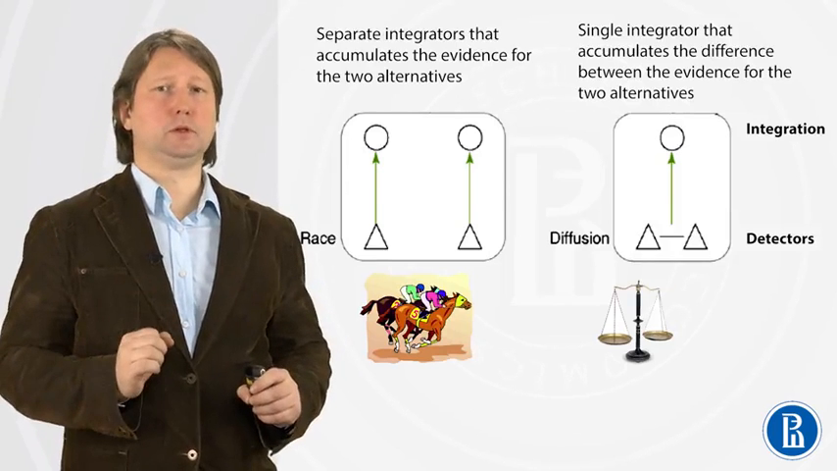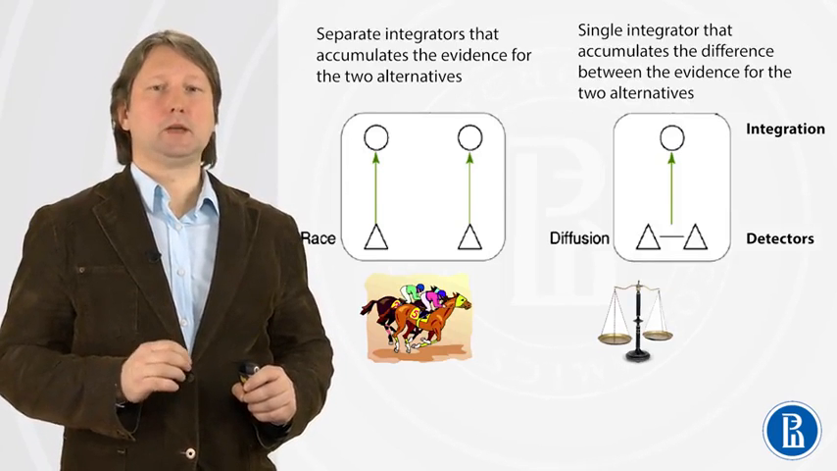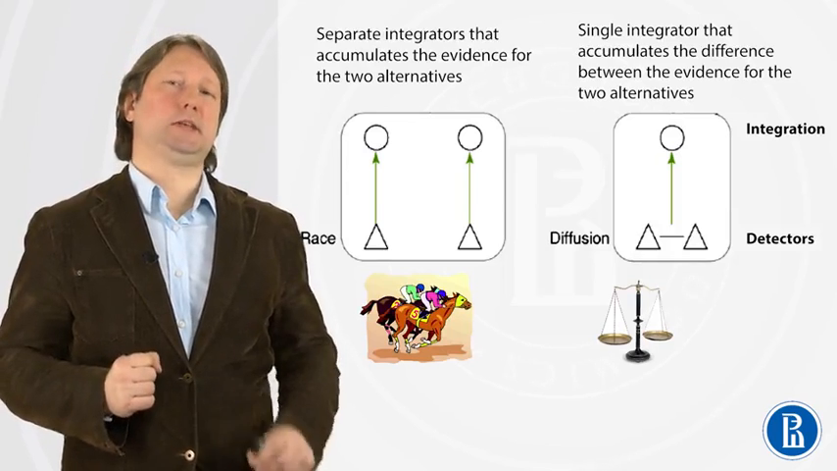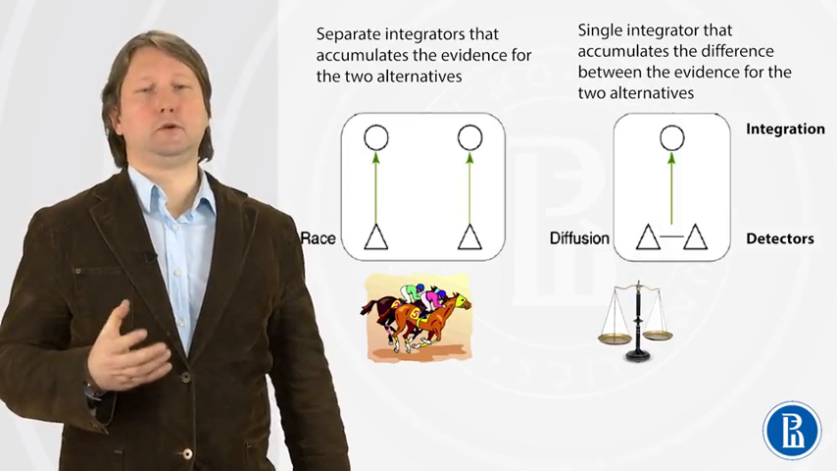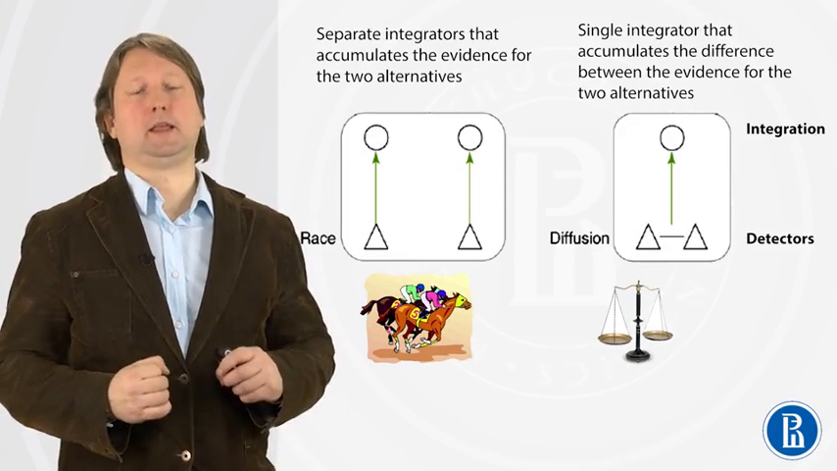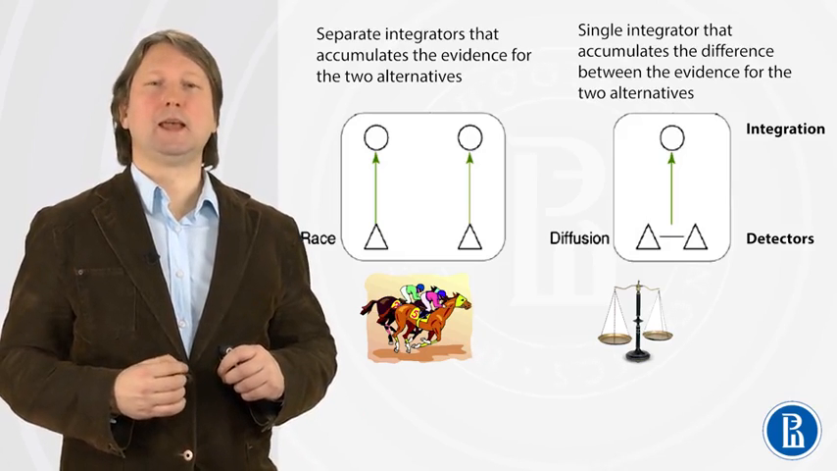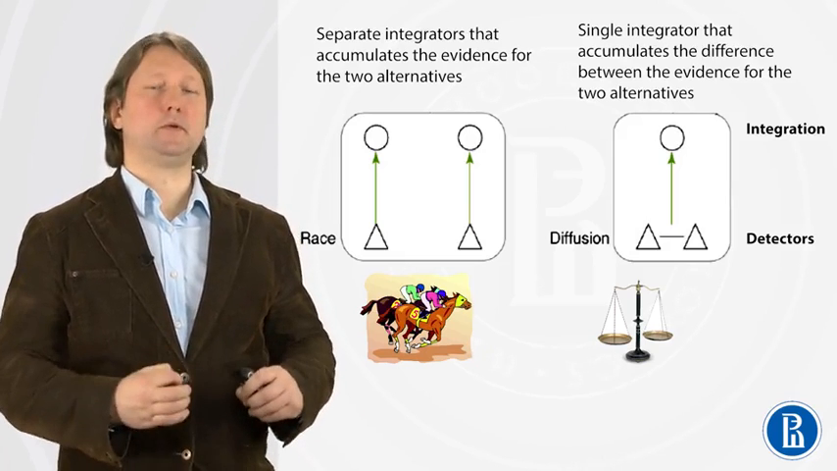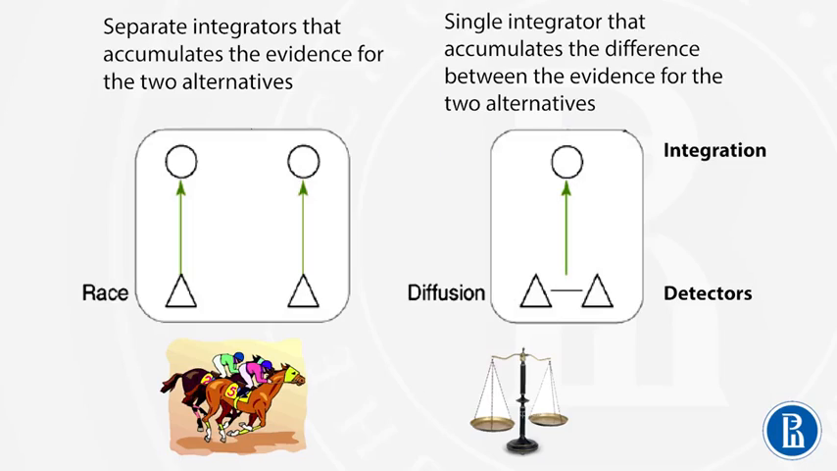So in this case, there are separate integrators that accumulate evidence for alternatives. In the diffusion model that I just presented to you, this network compares evidence for alternatives. Inhibitory connections between integrators allow a comparison between the evidence for decision A and decision B. Many models show that the diffusion process is more effective and quite often faster than the race model.